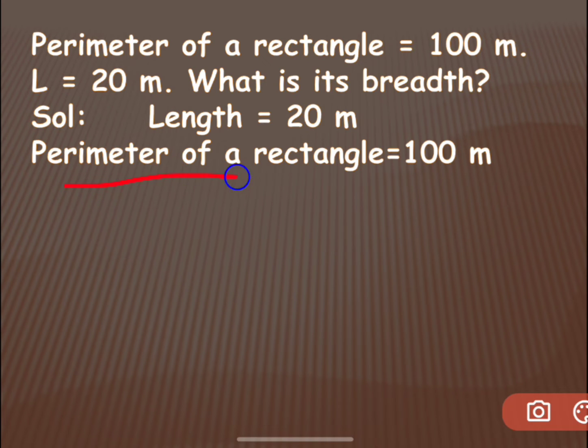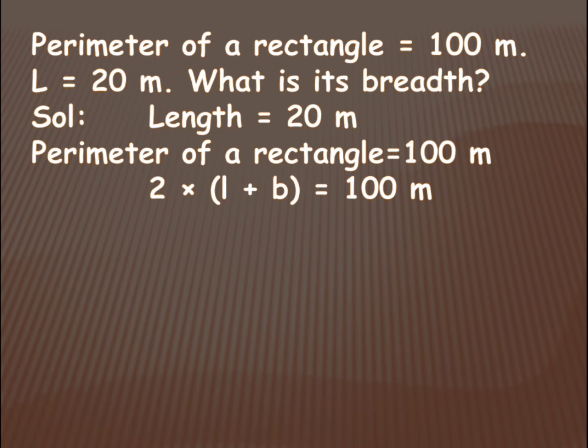Now what is the formula for the perimeter of a rectangle? 2 into (length plus breadth). So that's what you will mention. L means length, B means breadth.